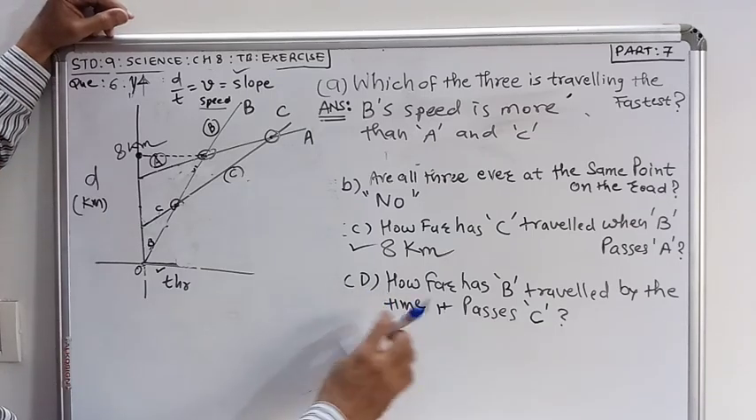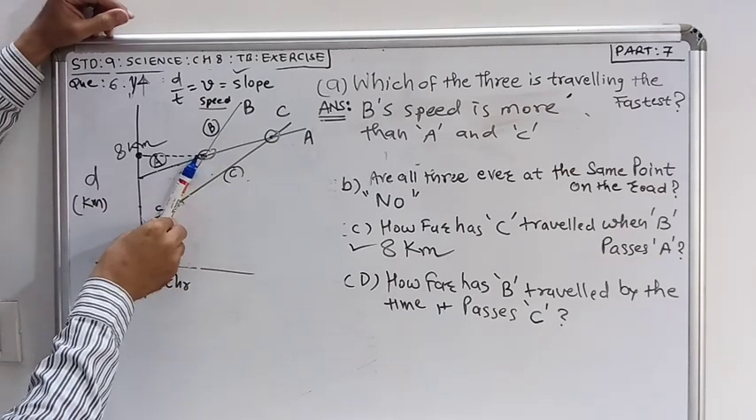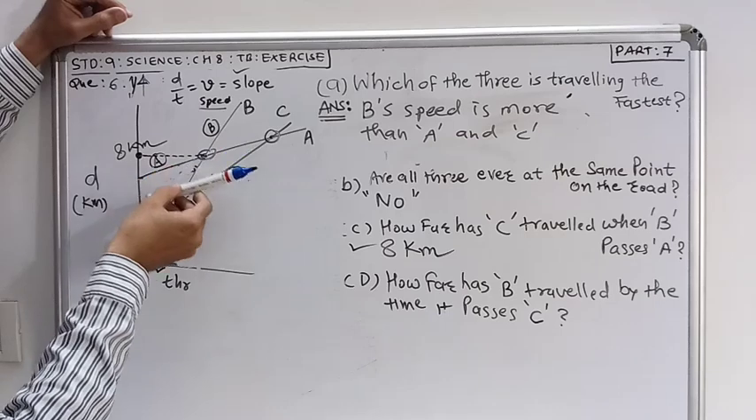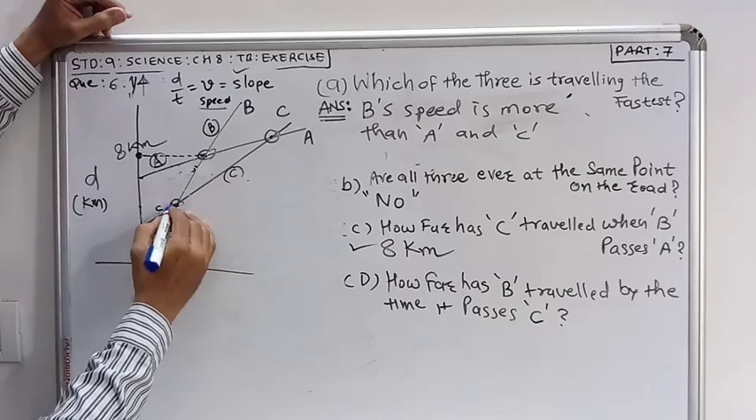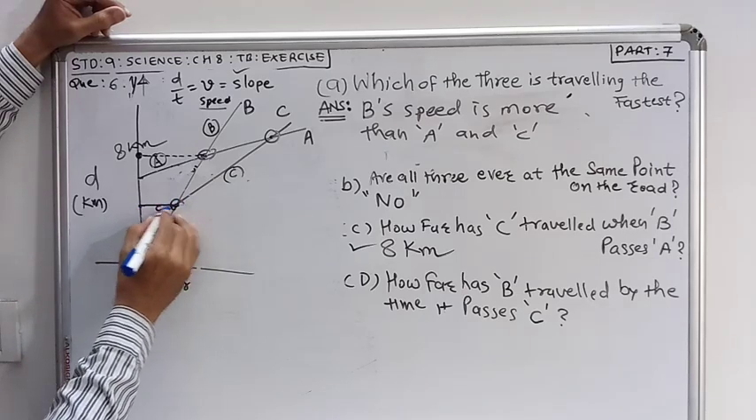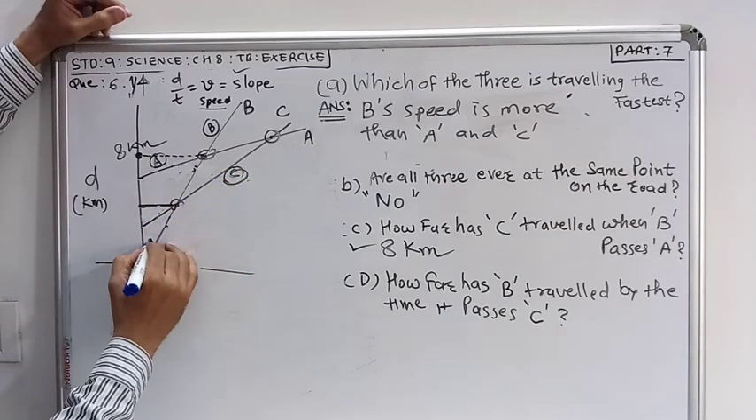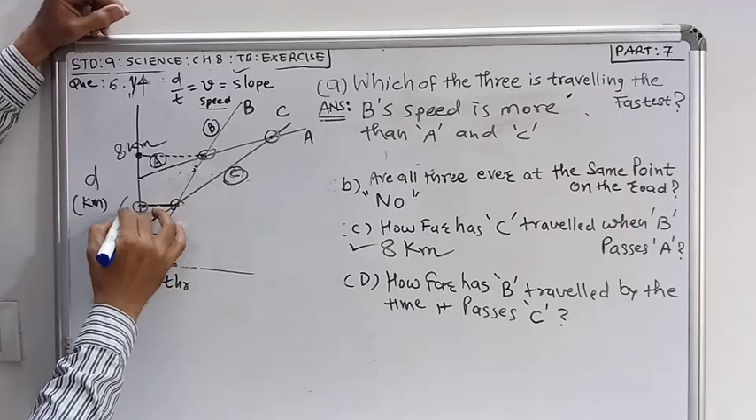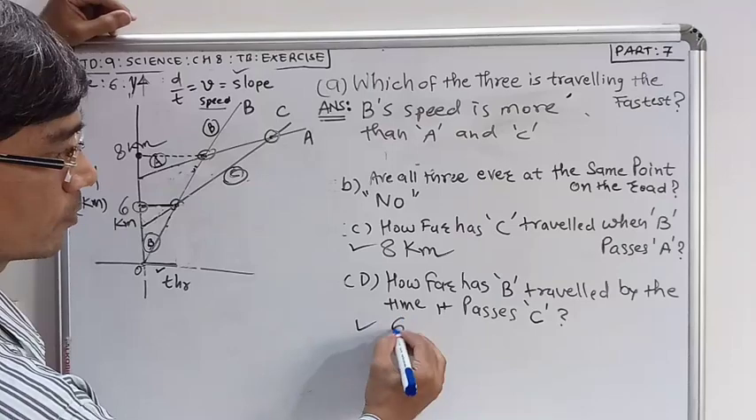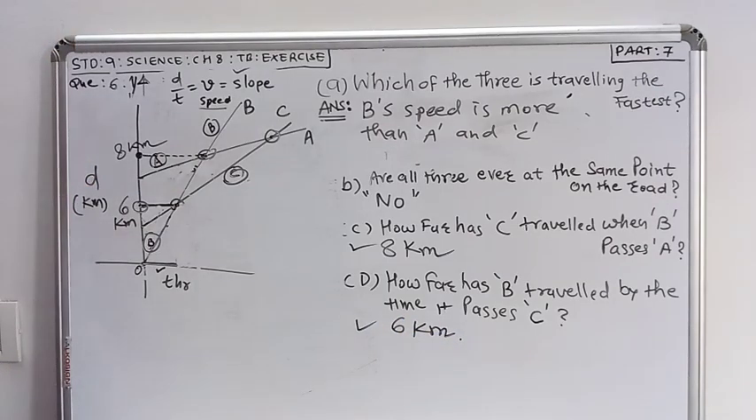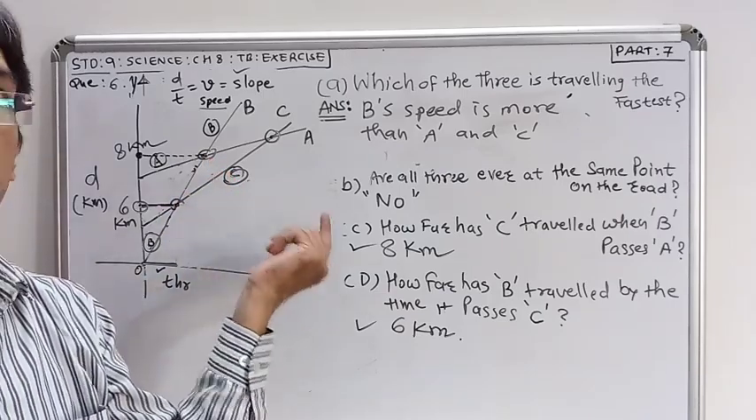How far has B traveled by the time it passes C? Okay, question number D. So B passes the C. This is B and it passes C. This is C. So when B passes C, it covers this distance. This is C and this is B. So this distance is 6 kilometer. You can see in the graph. So the answer is 6 kilometer.